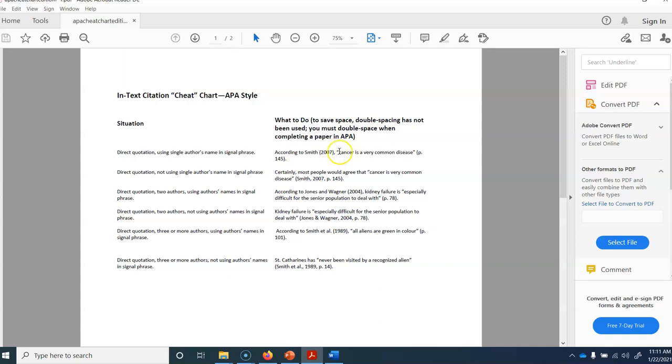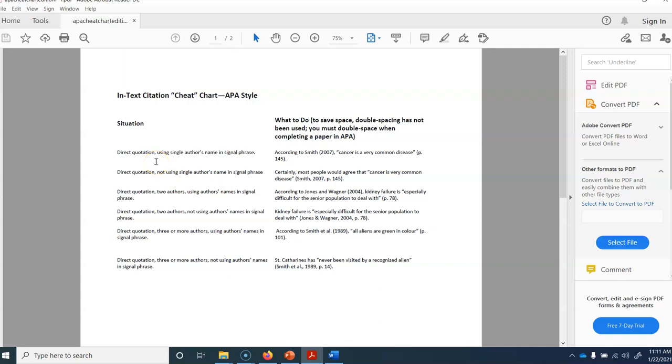Okay. Then after my quotation, so after I put in my final quotation marks, I'm going to open up another bracket and I'm going to put in P period space and then the page number that the direct quote appears on. Then I'm going to close the bracket and I'm going to put my period outside the bracket. Okay, so your basic pattern is author name, year of publication following the author's name, and then page number immediately following the direct quotation. Okay, pretty easy.